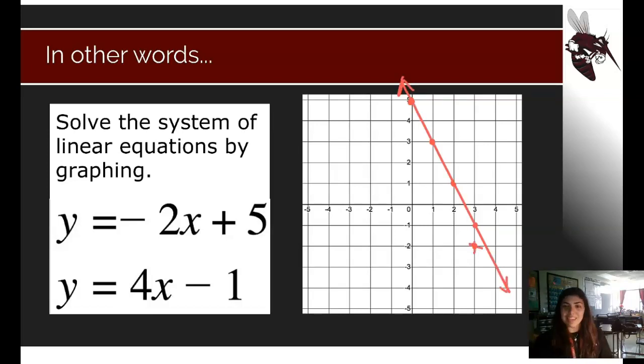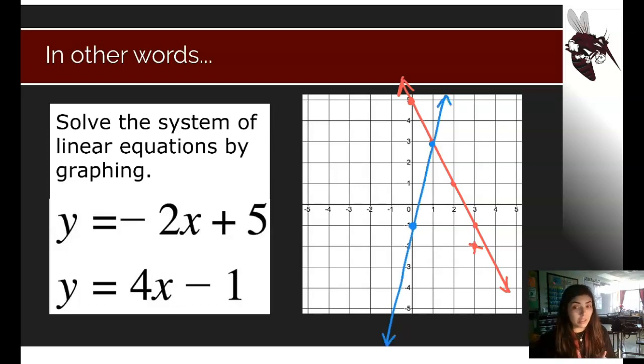The second line is going to begin at -1, since its y-intercept is -1, and its slope is 4, which means we go up 4 and to the right 1. 1, 2, 3, 4 to the right 1. 2, 3, 4. It's kind of off the grid. I'll draw a straight line anyways. And there we have our graphed system of equations.